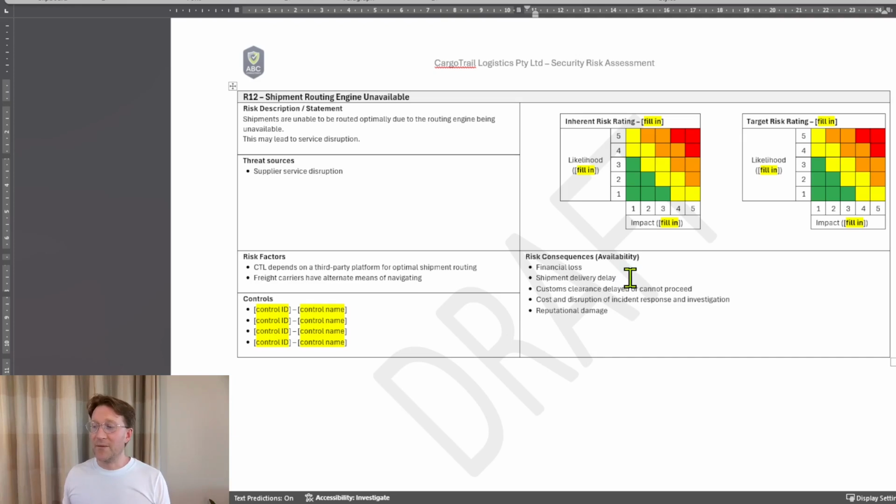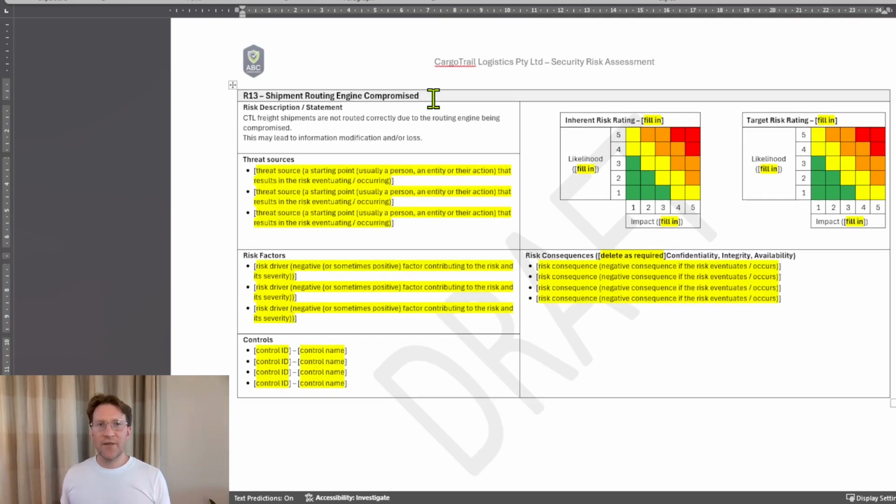And because we were late, that leads to not only customer dissatisfaction, but we might have had some kind of penalty because we said we were going to be there by a certain time. We may also have customs clearance delay if we don't get to the customs clearance facility by a certain time on a certain day, for example. Maybe we missed it, so we have to wait until the next day, so the whole shipment gets delayed. As usual, we have cost and disruption of incident response and investigation, and because we're delivering late, it's not going to be good for our reputation.